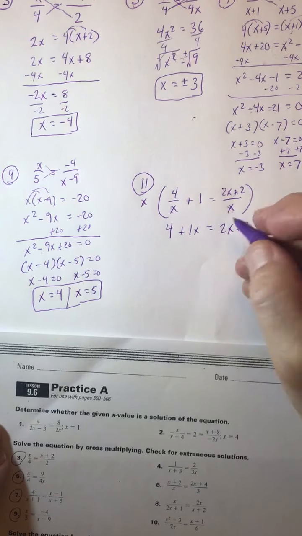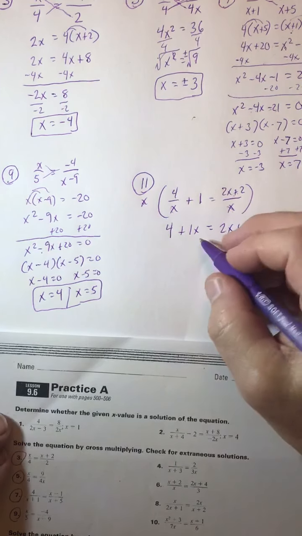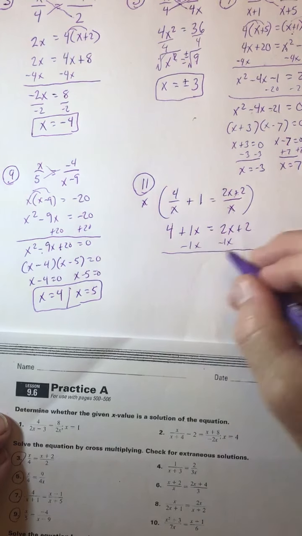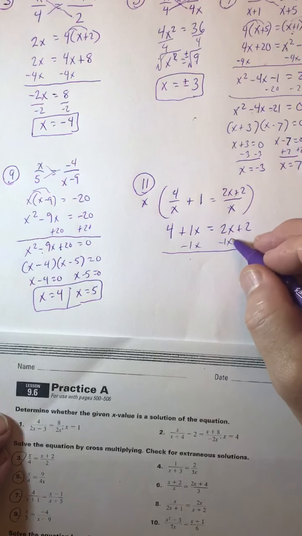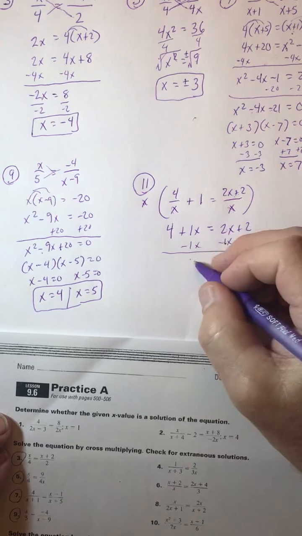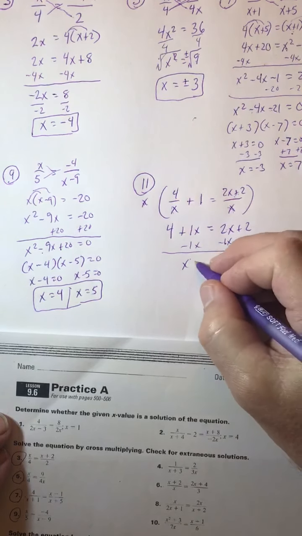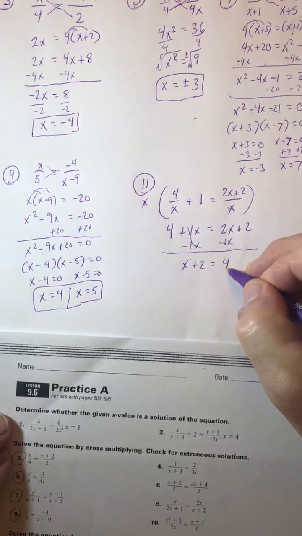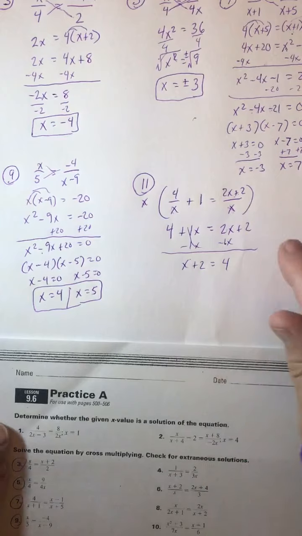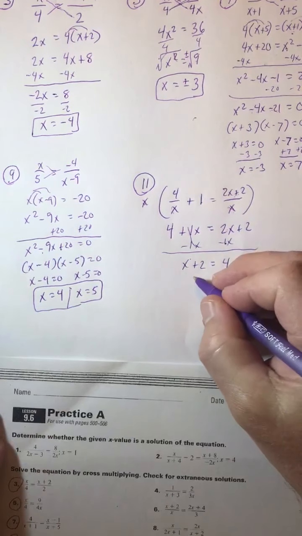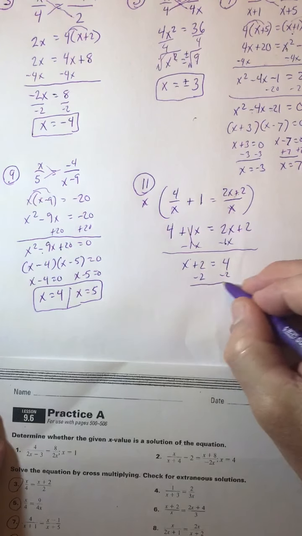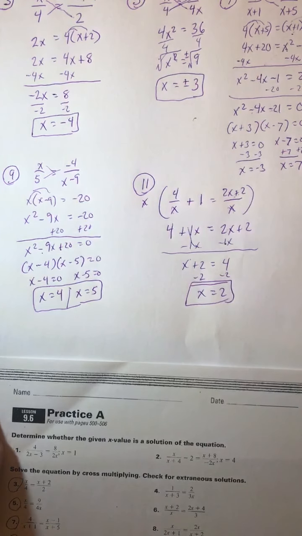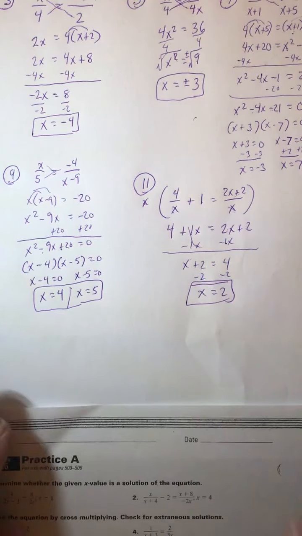And now all I gotta do is solve it. So let's see, I'm gonna subtract 1x, and I'm gonna switch. All right, so 2x minus 1x gives me x plus 2. And then this 4, just because that's the way we usually work it out. And then just subtract 2, and I get x equals 2. So I have my answer. All right.